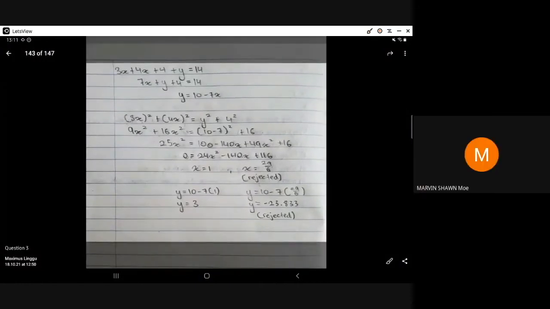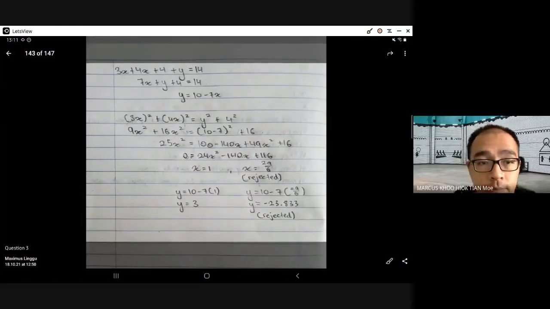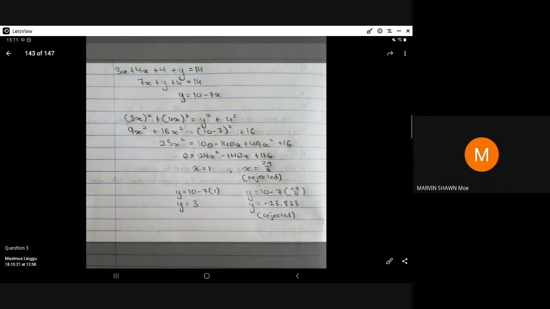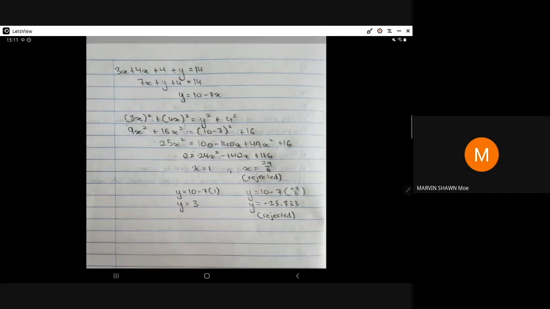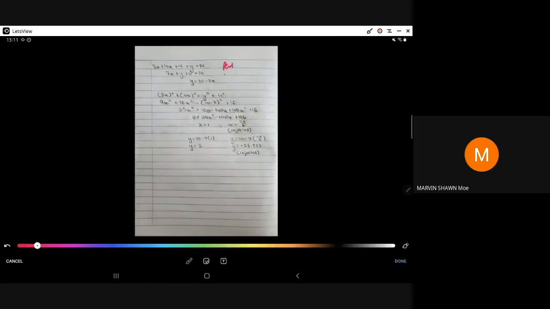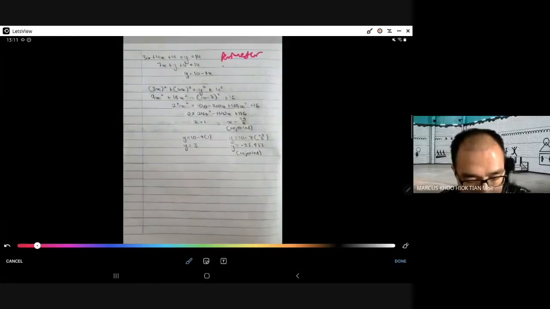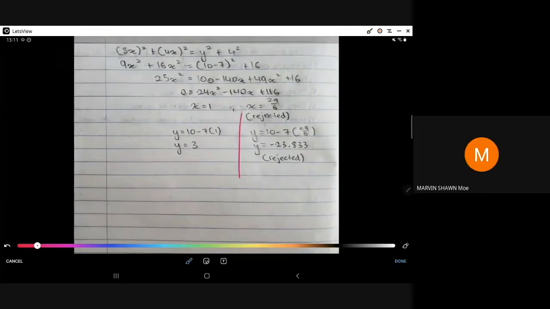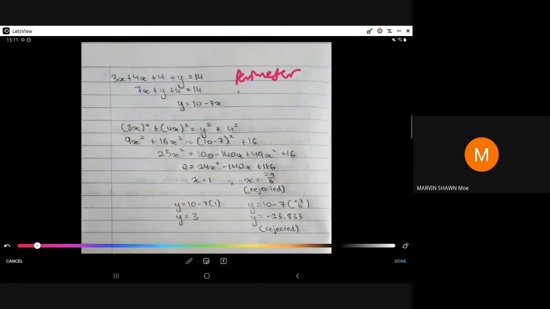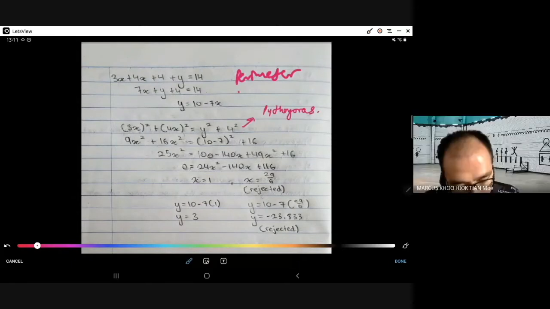I explain, sir. So first we find the first equation by using the perimeter: 3x plus 4x plus 4 plus y is equal to 14. Then we find that they share the same hypotenuse, so we use the Pythagoras formula to find the second equation. And then we do the simultaneous equations to find x and y.